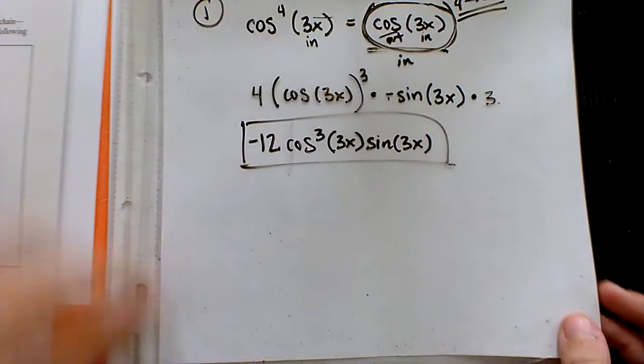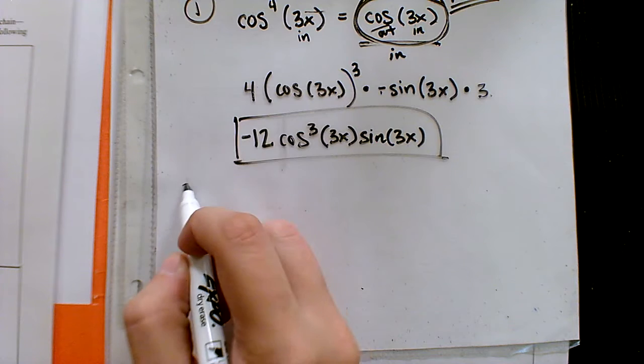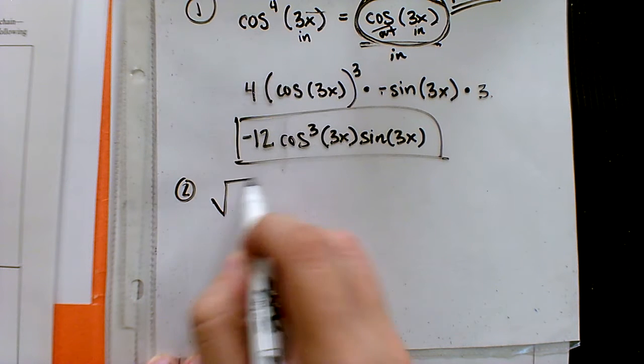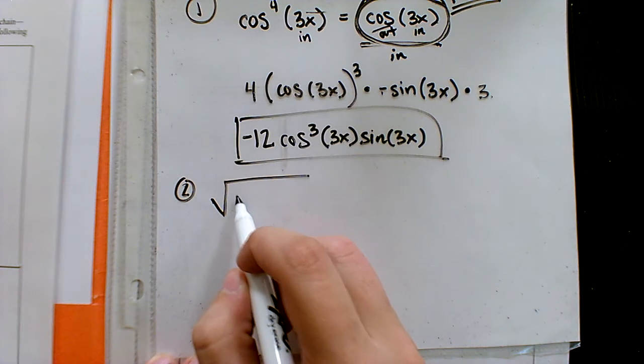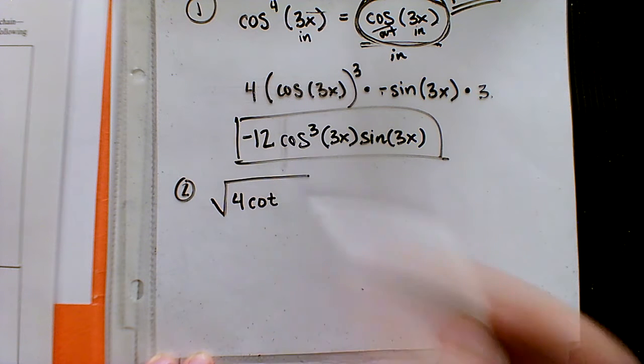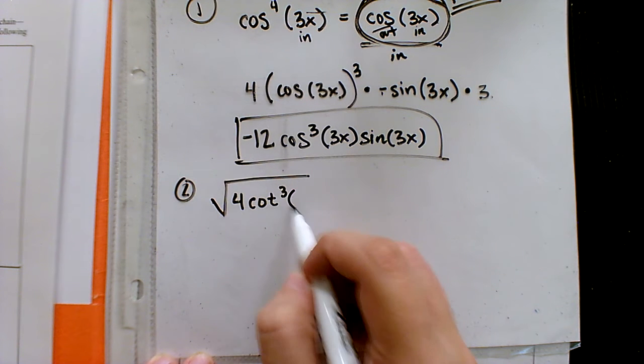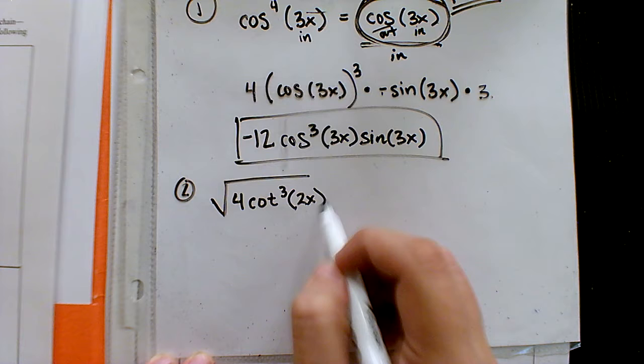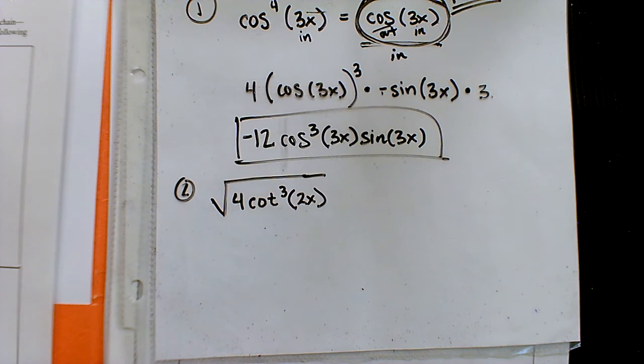All right, we're going to try another one. Let's try the square root of 4 cotangent cubed of 2x. We're going to try to find the derivative.